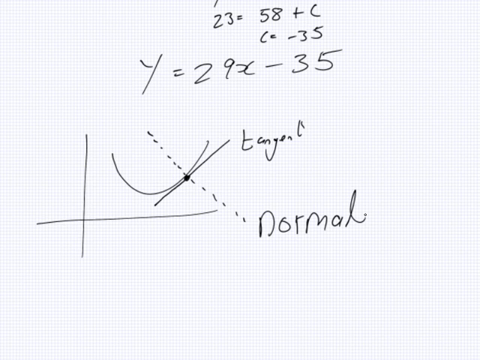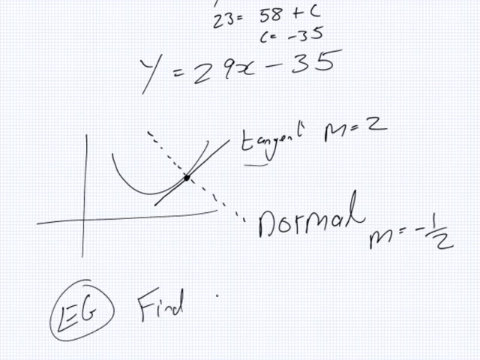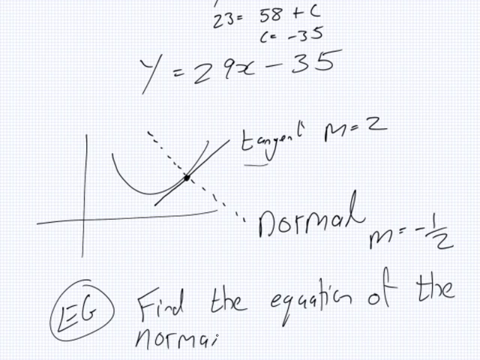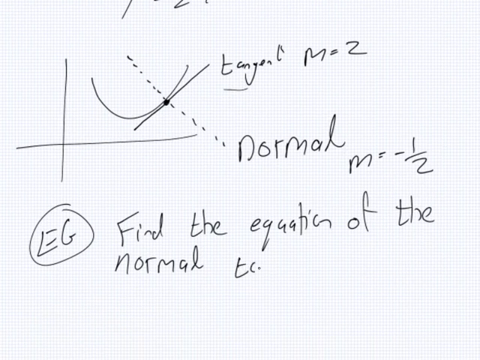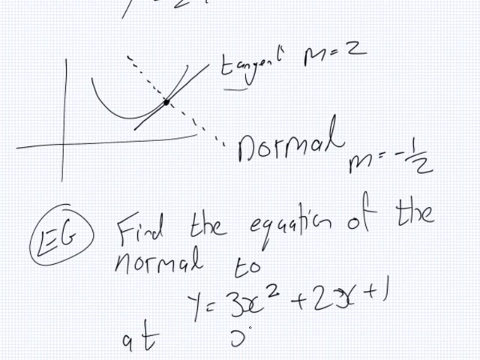What's the only difference about this example? The m. So if here the m was 2, then here the m would be minus 2. And that's the only difference. It's hardly a difference. So we'll have a short one to practice. For example, find the equation of the normal to y equals x cubed plus 2x plus 1 at x equals 0.